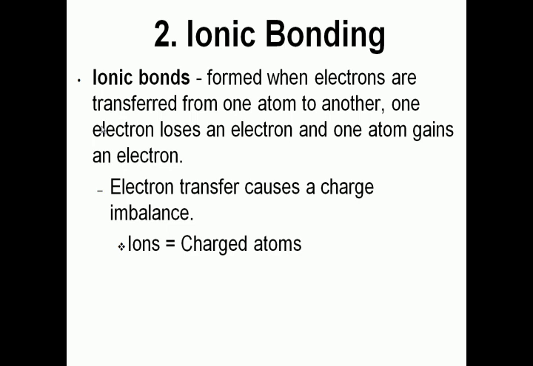We call these charged atoms ions, and the bond that holds 2 ions together is referred to as an ionic bond. You're probably aware of the fact that opposite charges do attract, and in the case of ionic bonds are always formed between one positively charged ion, referred to as a cation, and one negatively charged ion, referred to as an anion.